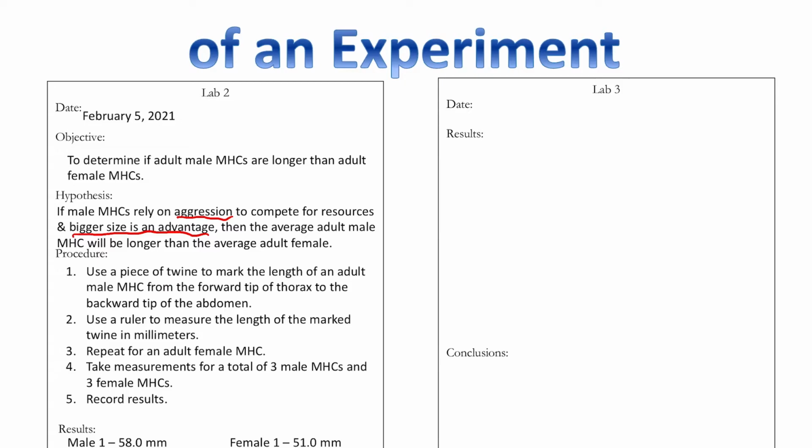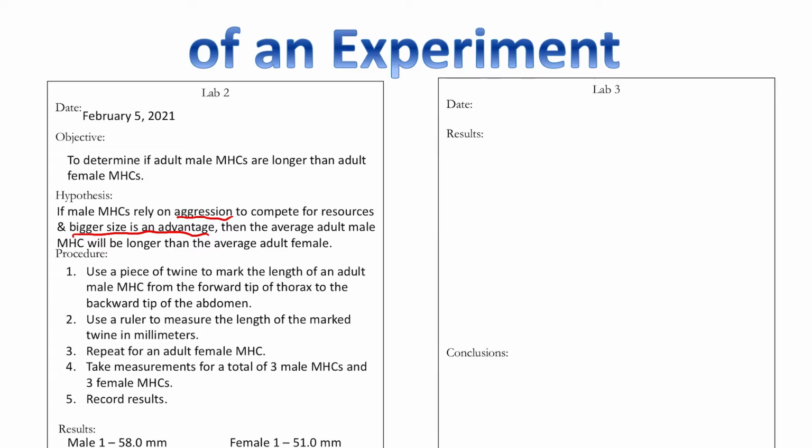You're then going to write out your procedure. When you're writing your procedure, I suggest keeping in mind that if you took your miniature lab notebook and gave it to a middle schooler that's in a science class, they should be able to redo this experiment, okay? It doesn't have to be in such small words that a really young person can read it, but it still needs to be in a way that anybody could replicate this, okay? So for this procedure, the very first thing we're going to do is use a piece of twine to mark the length of an adult male MHC from the forward tip of the thorax to the backward tip of the abdomen.